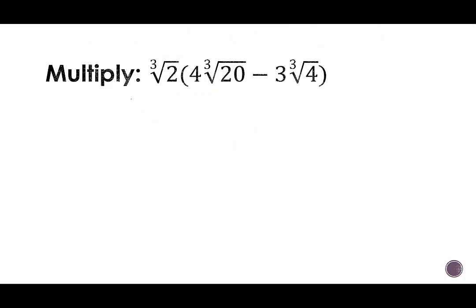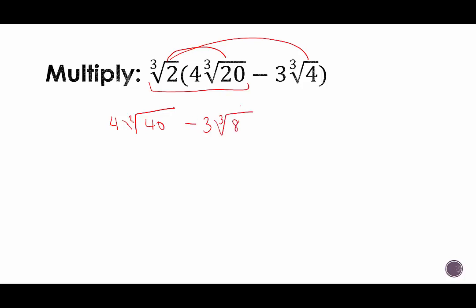Our next example, we're looking at an index of 3, so a little bit different. So I'm going to distribute this cubed root of 2 to the two terms that I see. When I multiply these two terms, that 4 stays out in front, so it's going to be 4 times the cubed root of the two radicands, 2 times 20 is 40. Minus, and this 3 is going to just chill in front because there's no other coefficients, and this will be the cubed root of 2 times 4 is 8.